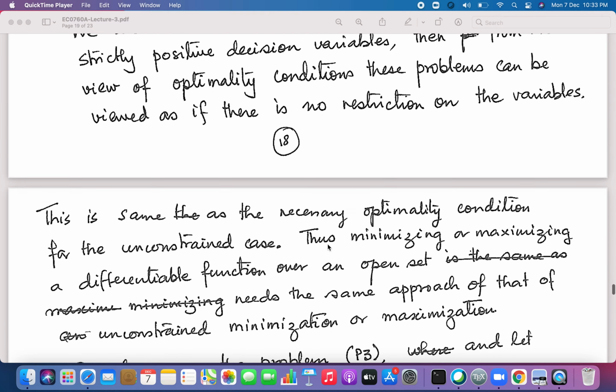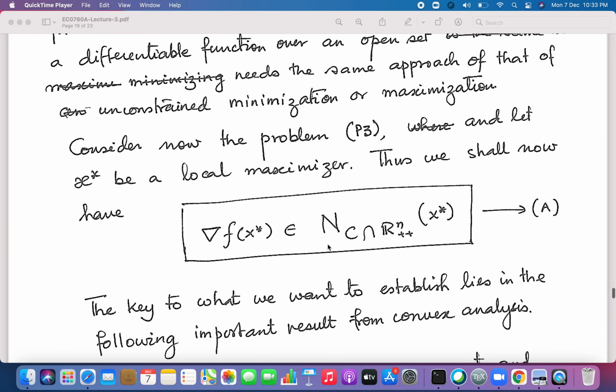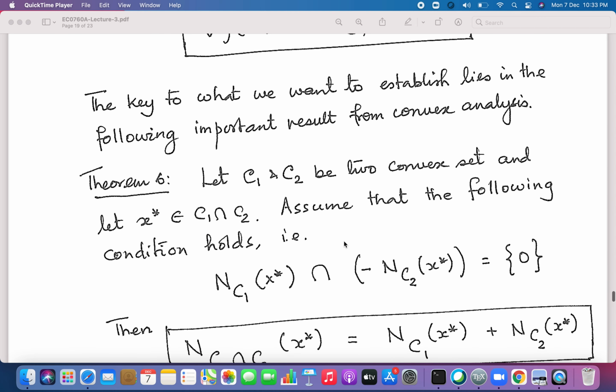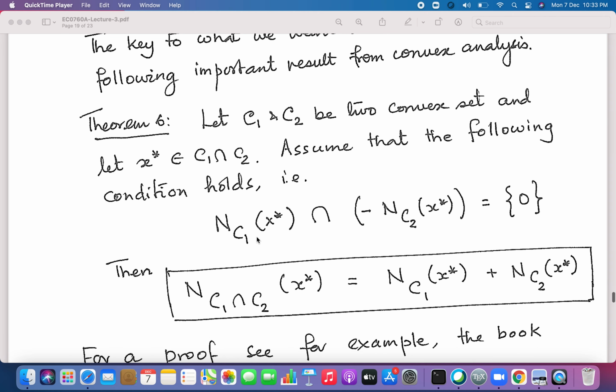So the optimality conditions that I would have here are of this form, because again we are maximizing. Now C is a closed set in this particular situation. Now there is an important result from convex analysis. It says that if C1 and C2 are two convex sets, they are not telling closed convex sets, please understand, and X star is in C1 intersection C2, then if I have the following condition holding, this is sometimes called a qualification condition.